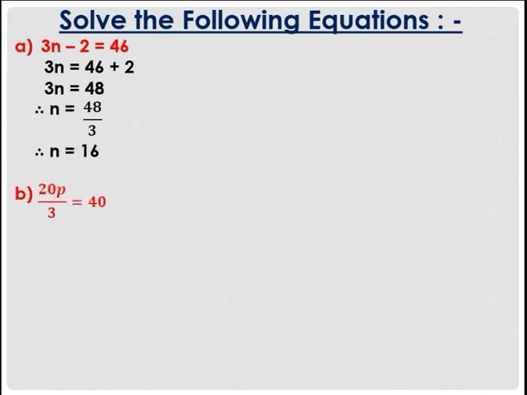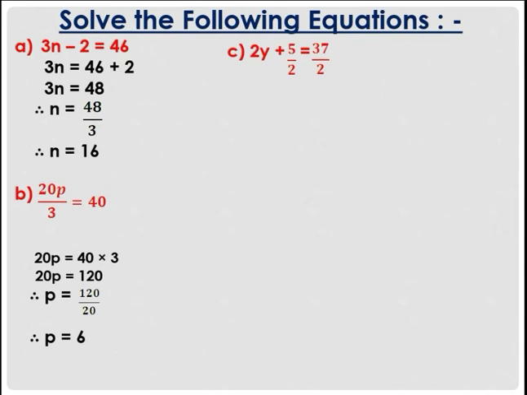20p divide 3 is equal to 40. Now we shifted 3 from LHS to RHS, it becomes the multiplication form. So 20p is equal to 40 multiply 3. So 20p is equal to 120. Now we shift 20 from LHS to RHS, it becomes the division form. Therefore p is equal to 120 divide 20. Therefore p is equal to 6.